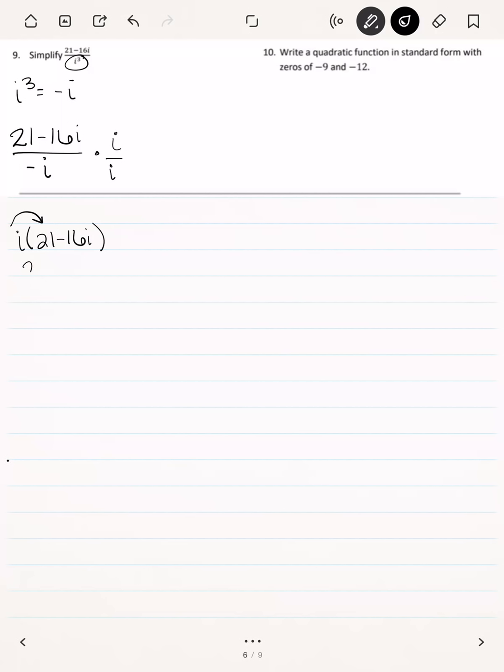So i times 21 is 21i. i times a negative 16i is a negative 16i squared. But remember, i squared equals negative 1, so negative 16i squared equals negative 16 times negative 1, which is a positive 16. So I get 21i plus 16, but we want it in a plus bi form. So we're going to rewrite it as 16 plus 21i. There we go. Okay, so there's my numerator.